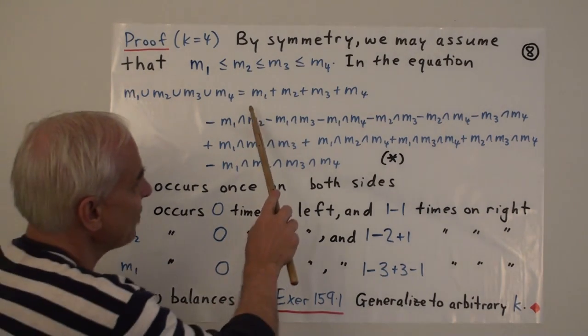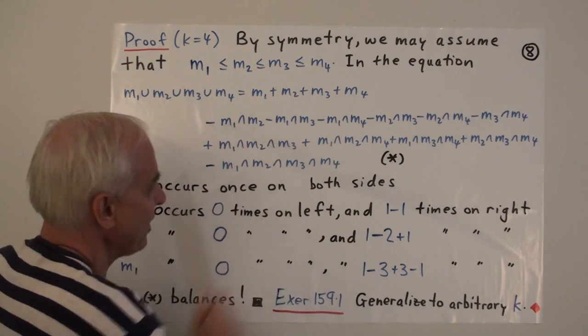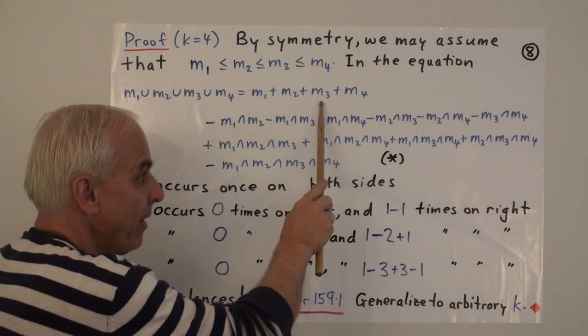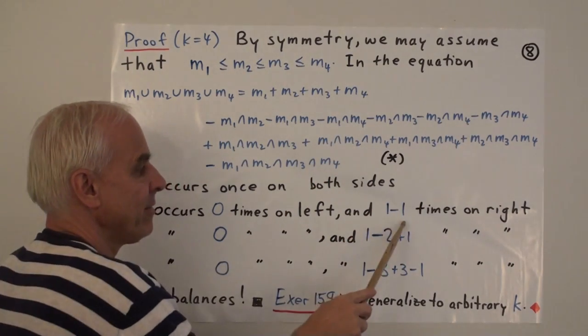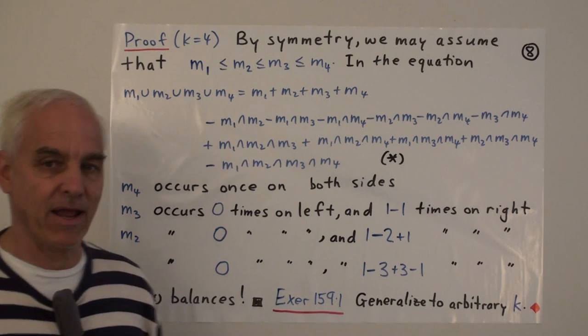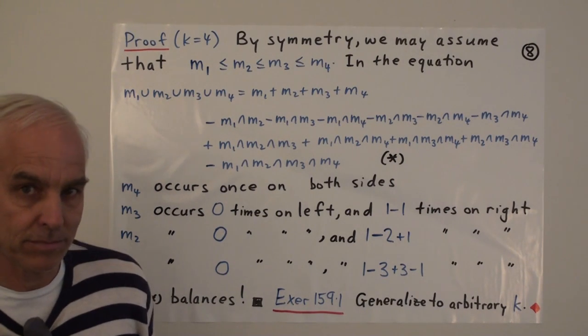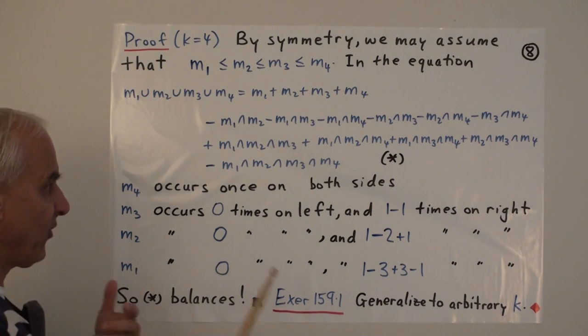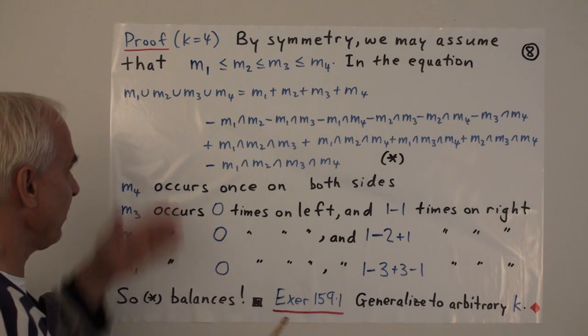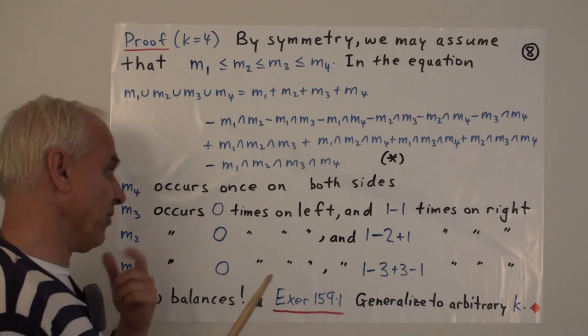So the total number of times that m3 occurs on the right-hand side is 1 minus 1. So it occurs 1 minus 1 times on the right-hand side, which is, of course, 0. So the m3s occur with the same number of times on each side, namely 0.